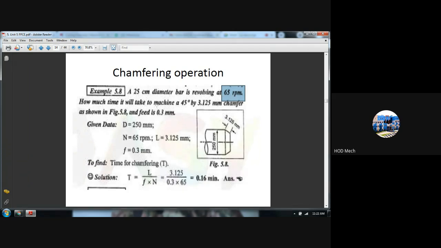How much time will it take to machine a 45 degree by 3.125 mm chamfer? That is, how much time does it take to chamfer this distance of 3.125 mm at 45 degrees for the given speed? So your length is 3.125 and your feed is 0.3. Same formula, T is equal to L by F into N. 3.125 divided by 0.3 into 65. So 0.16 minutes. This is your answer.